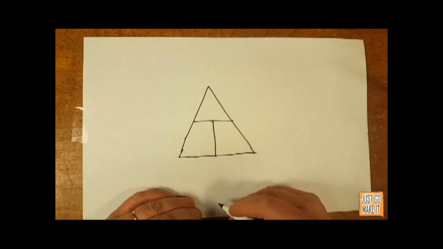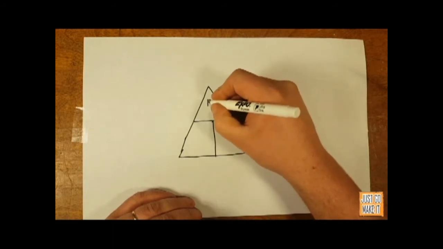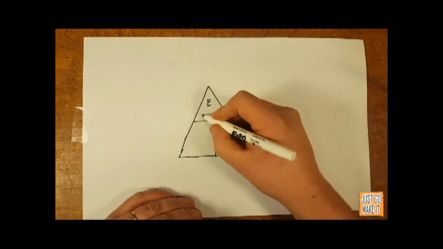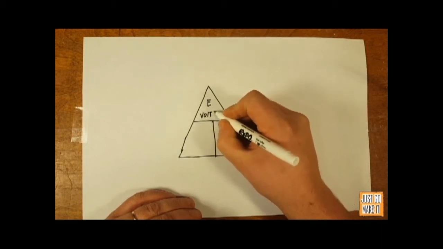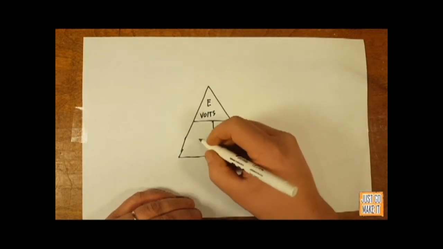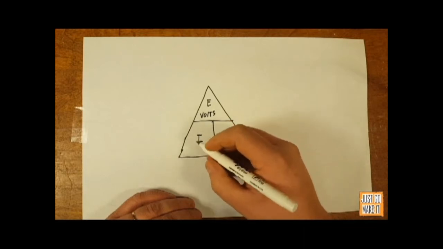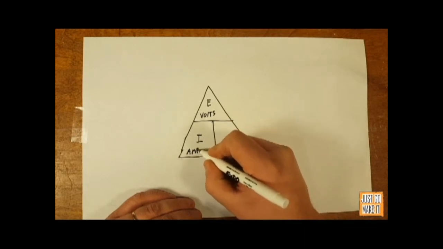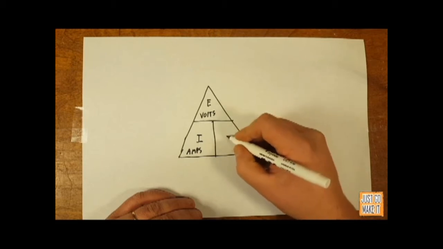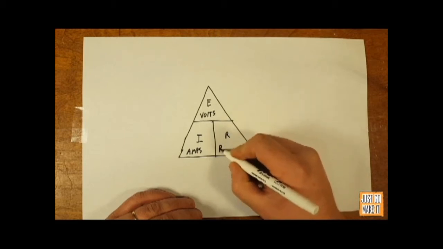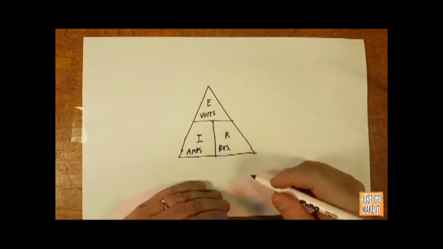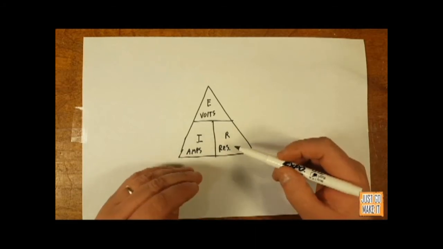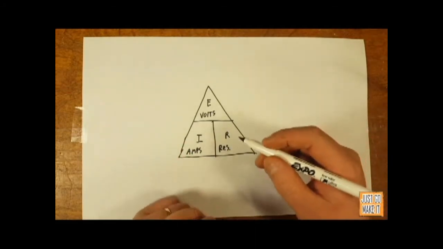Cut it into three parts. On the top, it's usually depicted as E, which is your volts. On the bottom left is I, which is amps, and on the bottom right is R, which is resistance. If you know any two of these, you can figure out the third one.